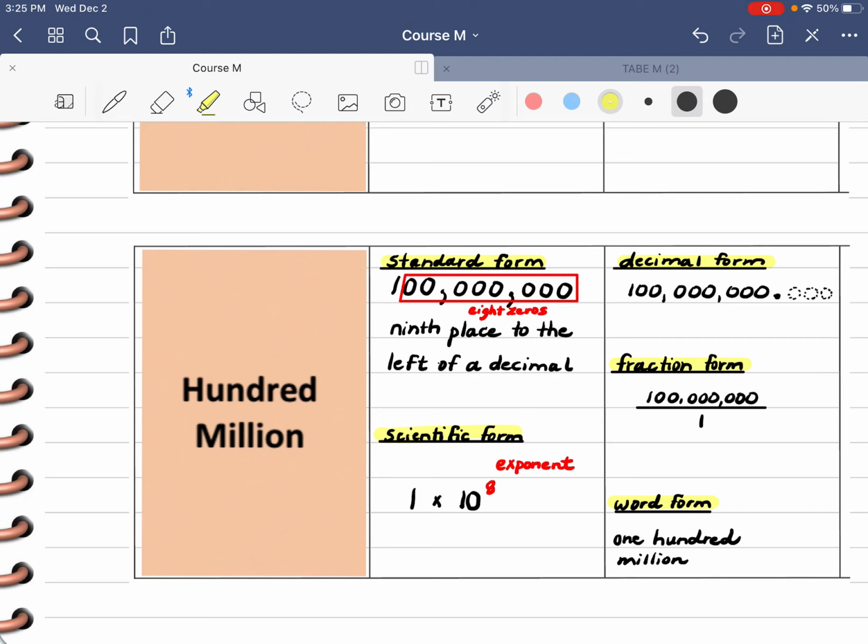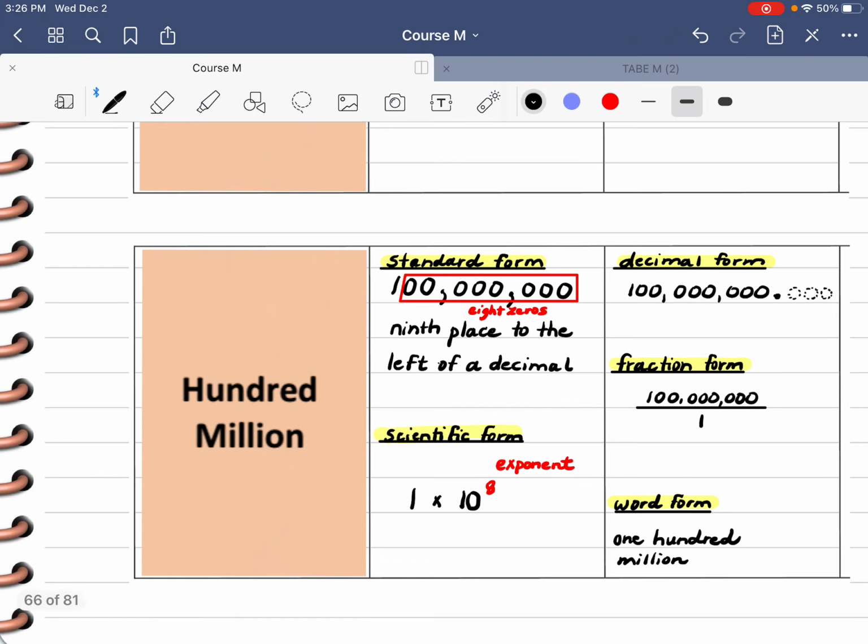When we are learning these, when you're in first, second, third grade, fourth grade, you just do standard form. And then you learn word form. And then you learn about decimal form and fraction form and expanded form and scientific form, because your math knowledge is growing and you learn all of these different forms.